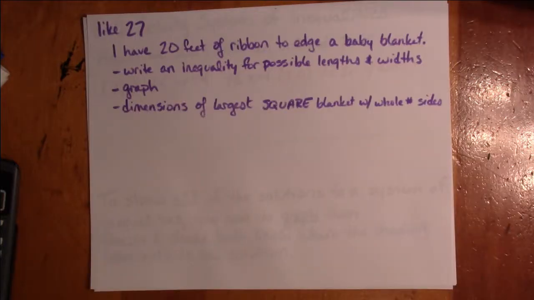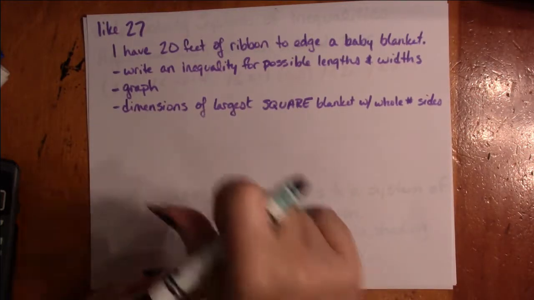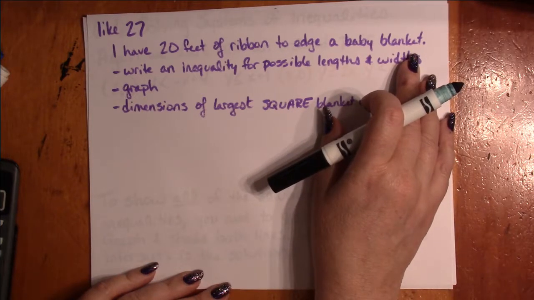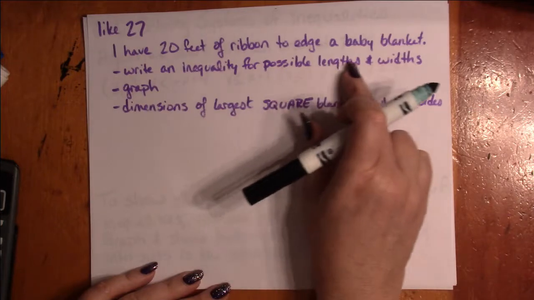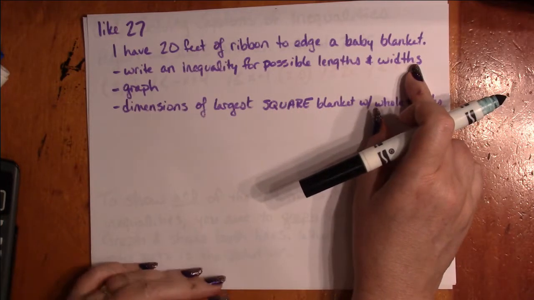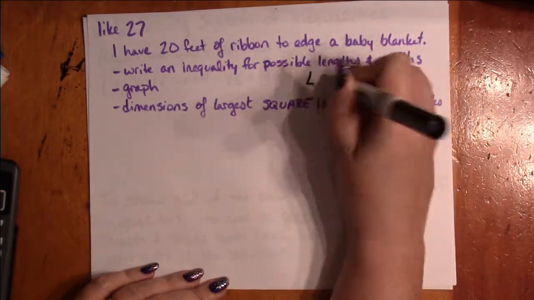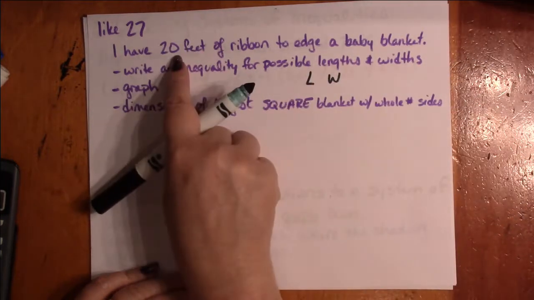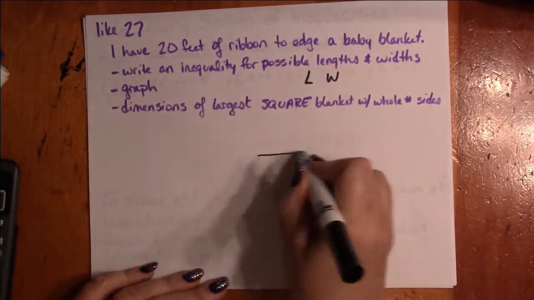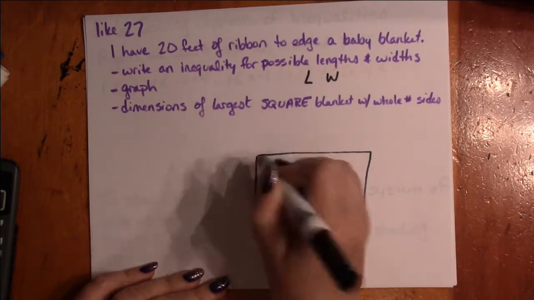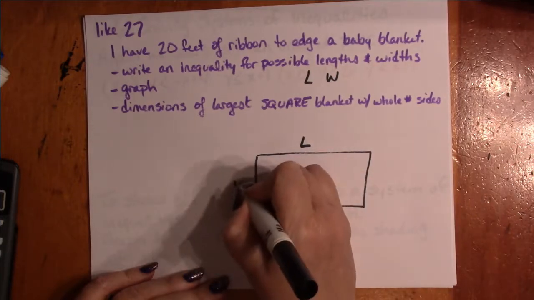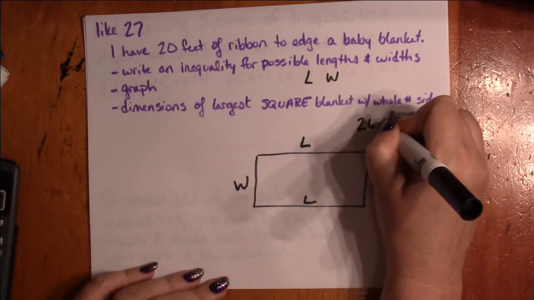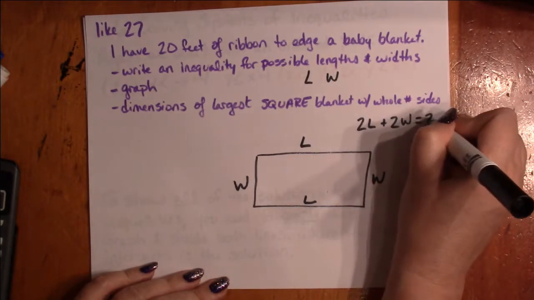Okay? Number 27. I have 20 feet of ribbon to edge a baby blanket, and that baby blanket is a rectangle. I'm going to write an inequality for possible lengths and widths. So instead of x and y, I'm going to be L and W. Understand that 20 feet is a perimeter. So if I have a rectangle, and this is my length, and this is my width, and this is my length, and this is my width, 2L plus 2W are going to equal 20.